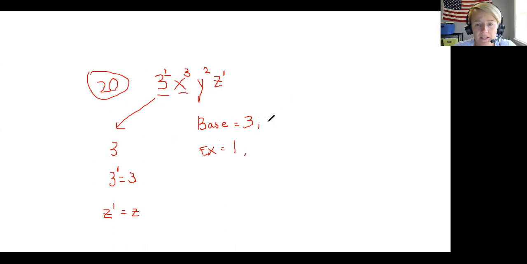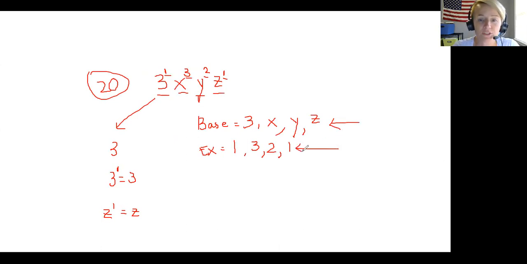Our next base is an X, and the exponent that belongs to that X is a 3. The next base is a Y, and the exponent that belongs to that Y is a 2. And the next base is a Z, and the exponent that belongs to that Z is a 1. So your bases are 3, X, Y, Z, and your exponents that correspond to those bases are 1, 3, 2, and 1. Okay, that hopefully makes pretty good sense to you.